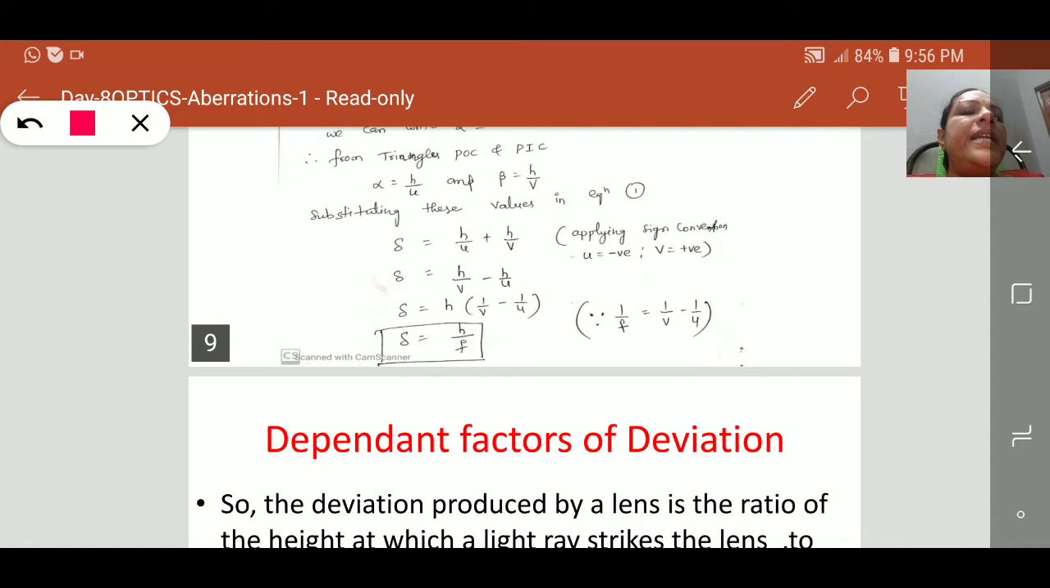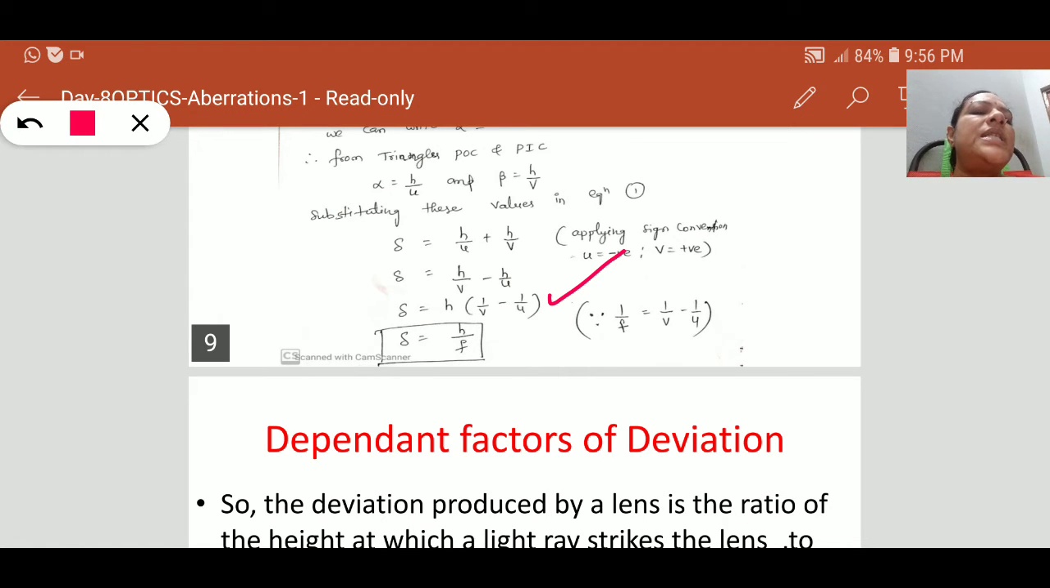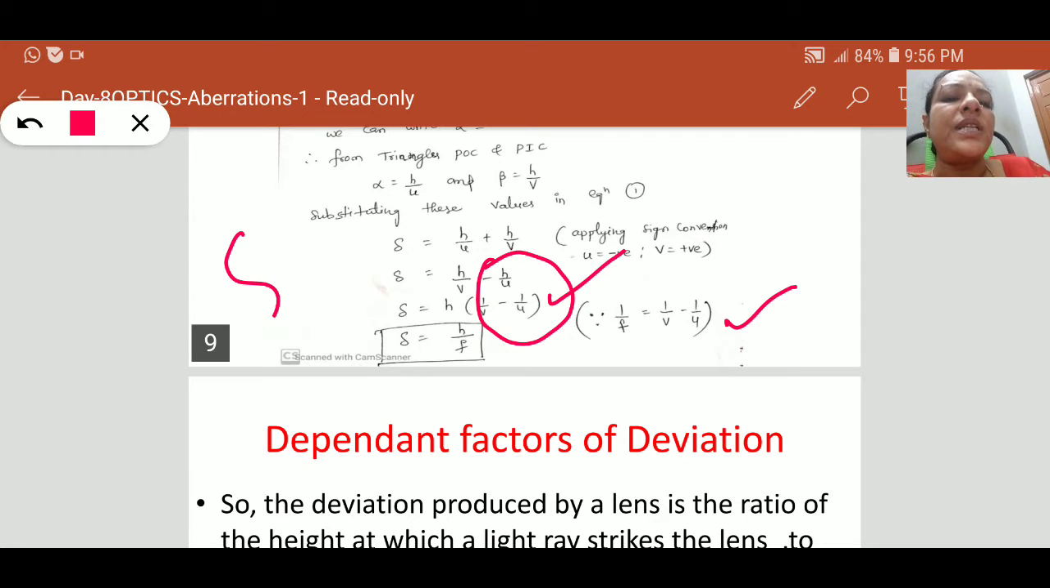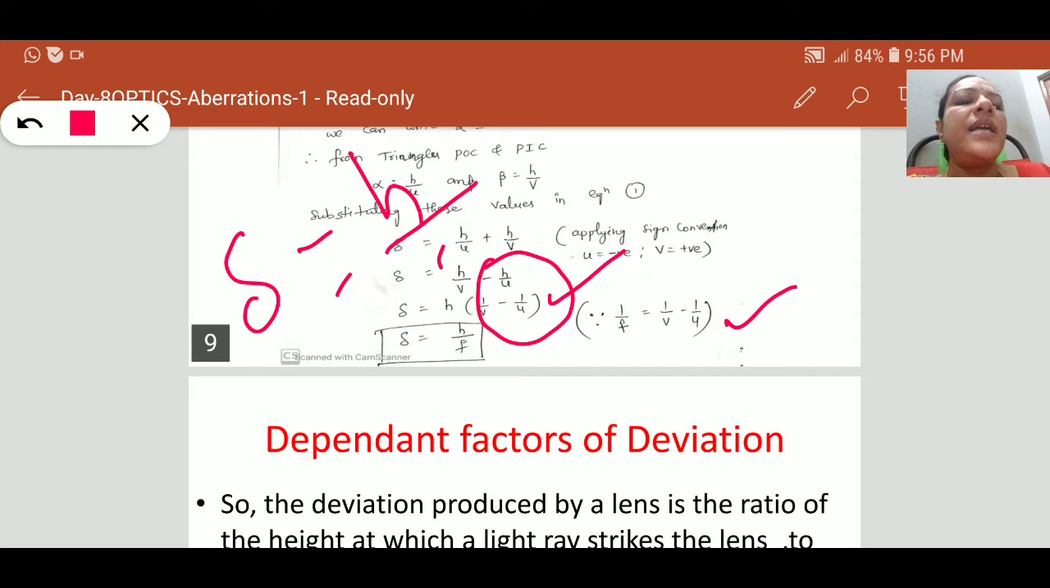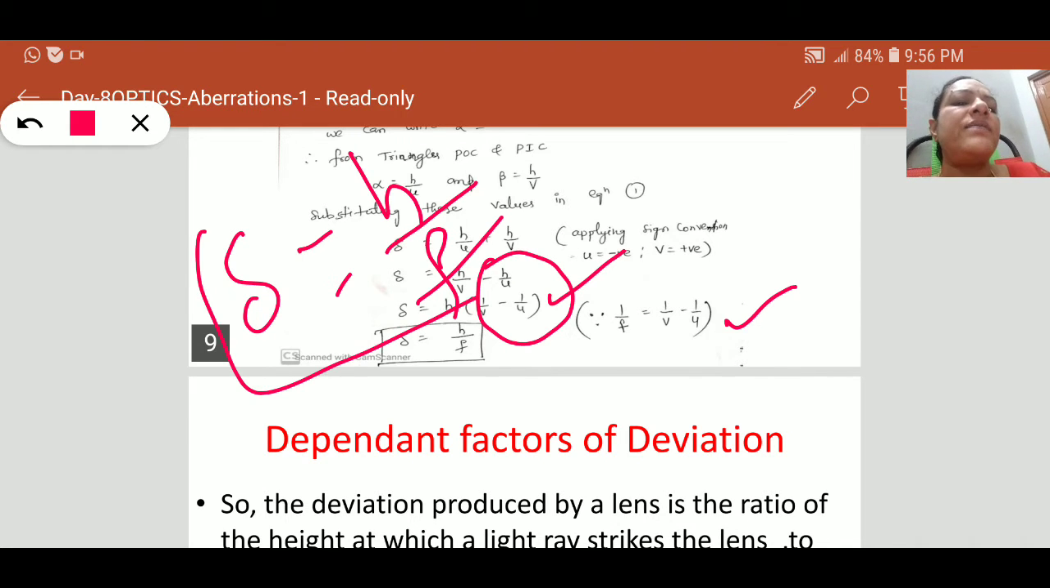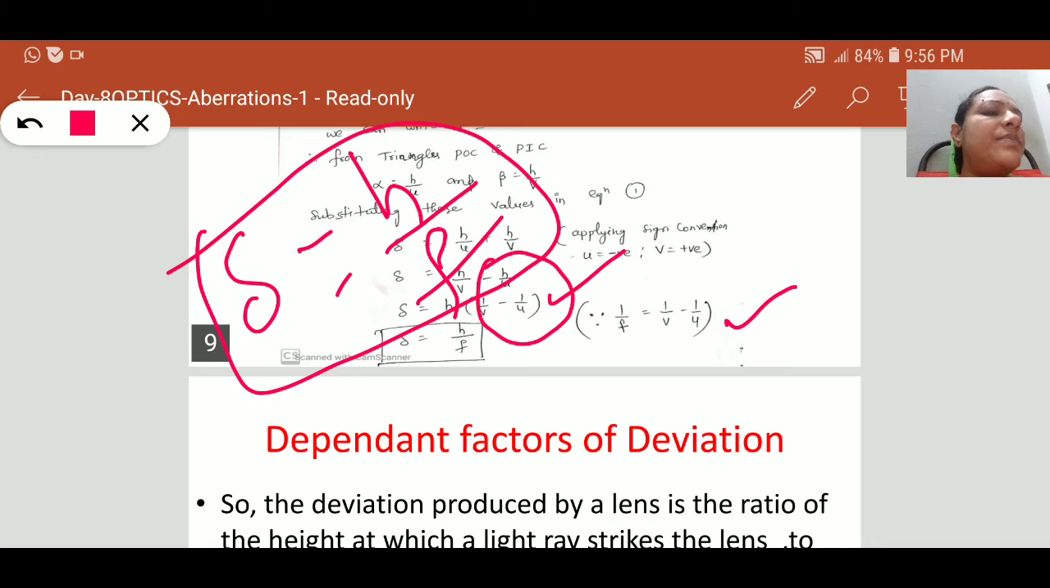Next, by taking h as common, delta is equal to h into 1 by v minus 1 by u. Here, what about this 1 by v minus 1 by u? From the lens formula, 1 by f is equal to 1 by v minus 1 by u. So by substituting in place of this 1 by v minus 1 by u, we get delta is equal to, that is deviation, h by f. That is the final equation for the deviation produced by the lens.